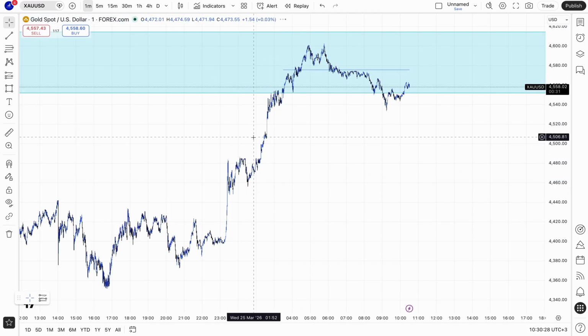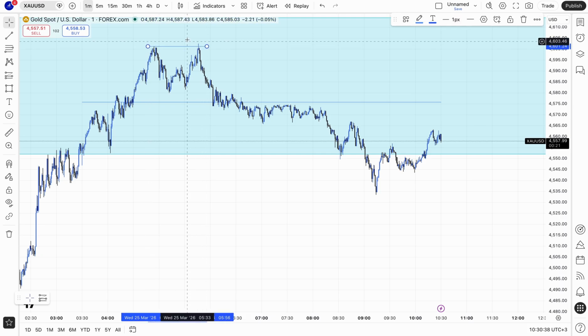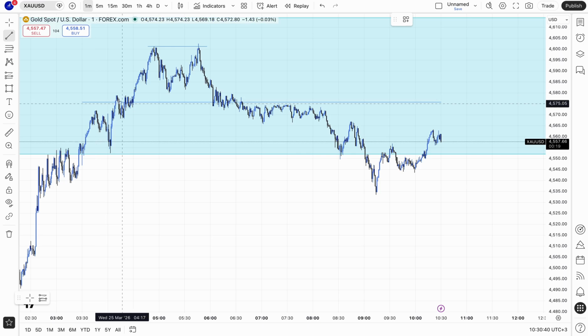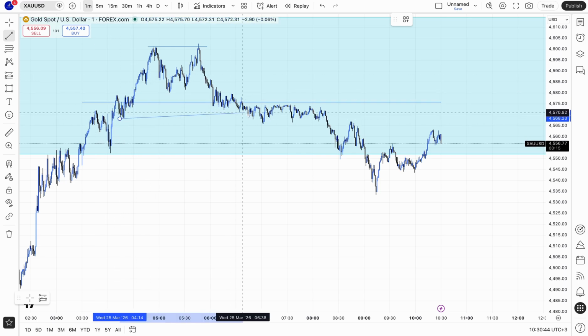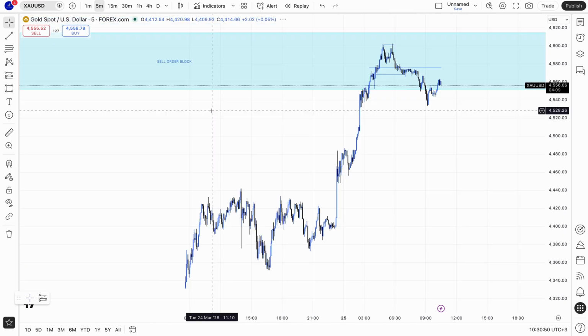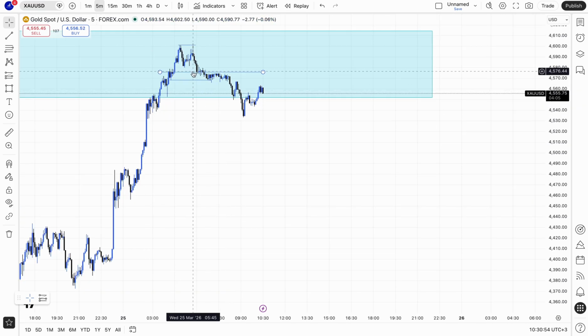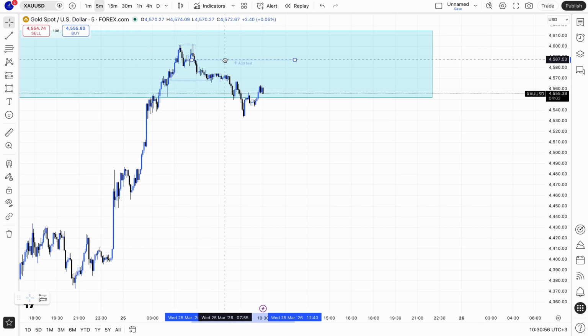Can go down to 1 minute and you can see clearly that you had the liquidity sweep, which is here. The liquidity sweep, price came and swept that liquidity, and then it had this change of character to the downside. So my entry is just going to be inside, just here on the 5 minutes FVG imbalance, which is here.